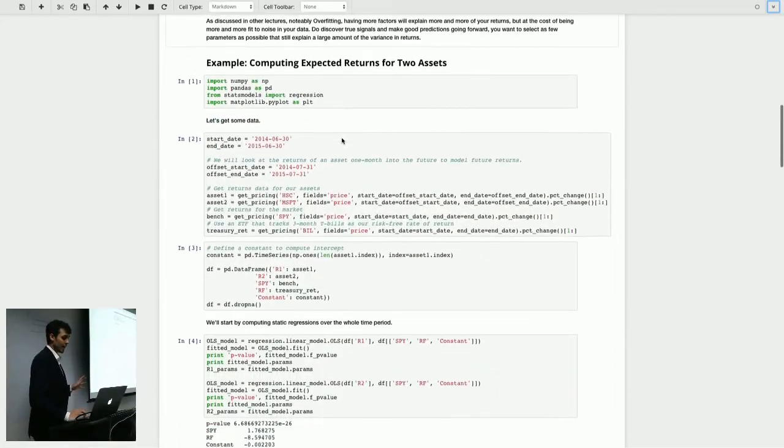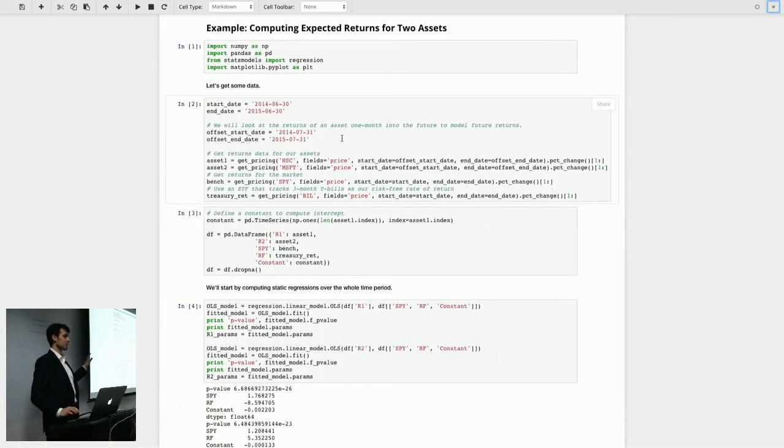Okay, any questions about that before I go through a super simple example? Okay. There will be questions later, I guarantee it.